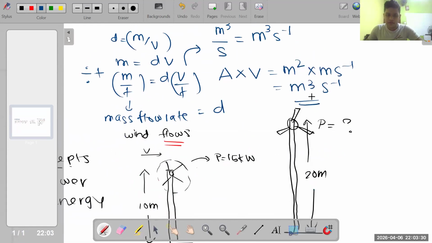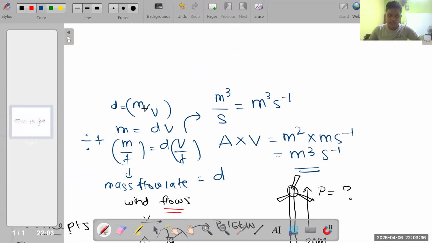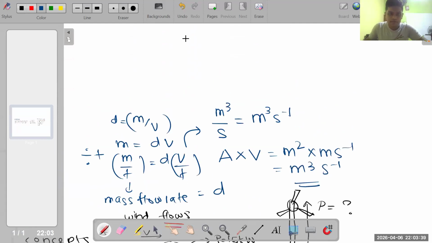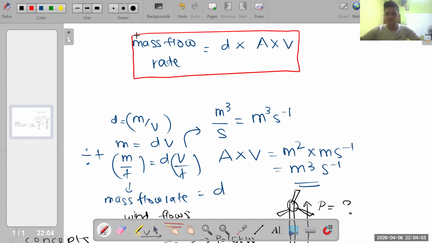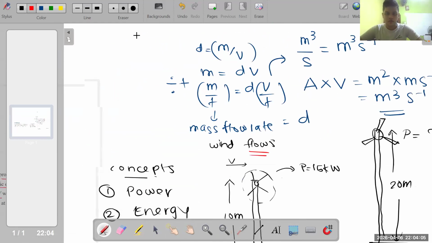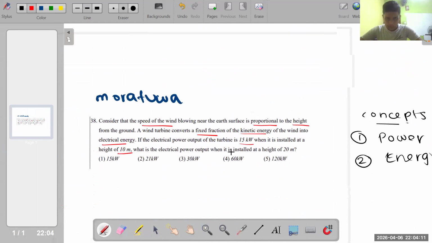Now, can you understand? Instead of writing mass flow rate equals density into volume flow rate, we can write a new equation: mass flow rate equals density into surface area into velocity. Is that clear? This is an important equation. This is a general idea. Let's get back to the information they are giving.